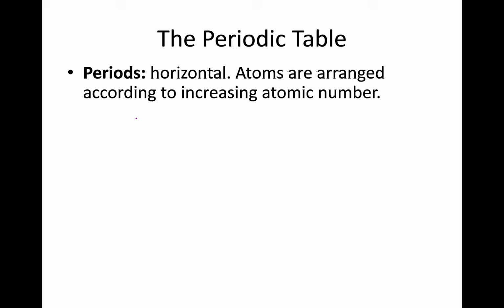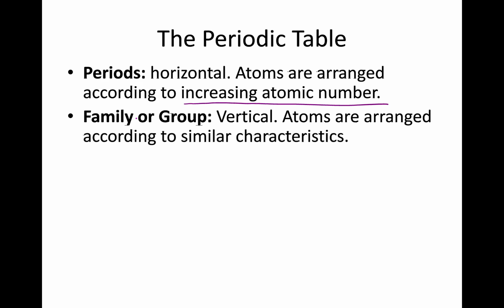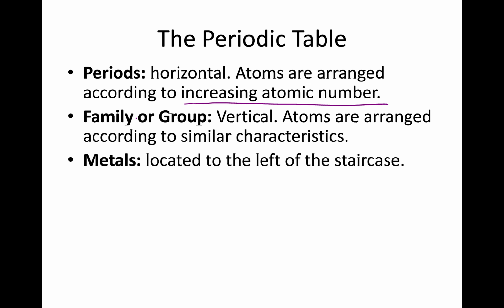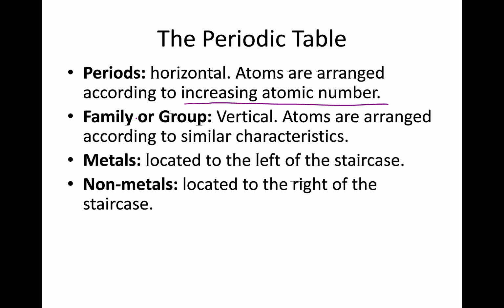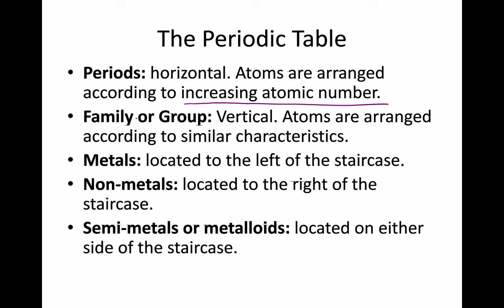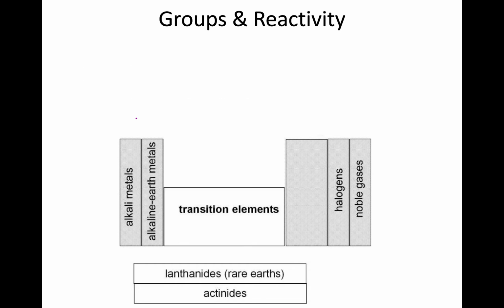So then looking at periodic tables, you hopefully remember this. If you're looking at a period that is horizontal, so going from left to right, the atoms are arranged in increasing atomic number. If we're looking at families or groups, that is going vertical. So when you look up and down, they are arranged with similar characteristics. Metals are on the left side of the staircase, non-metals are on the right side of the staircase, and then you get metalloids, which can have properties of both metals and non-metals, and that is right along the staircase.